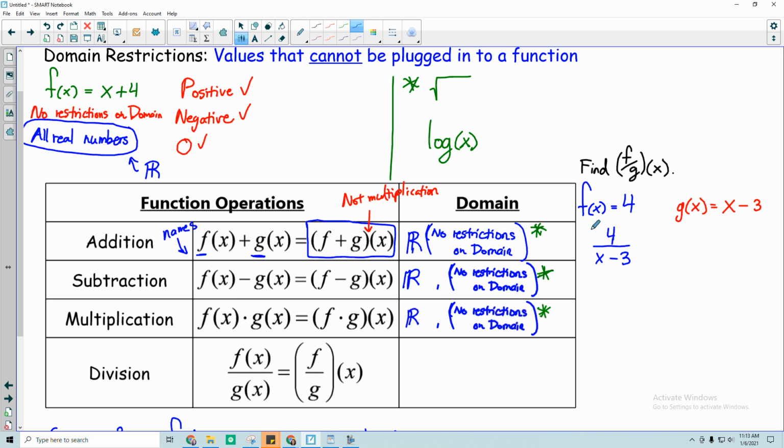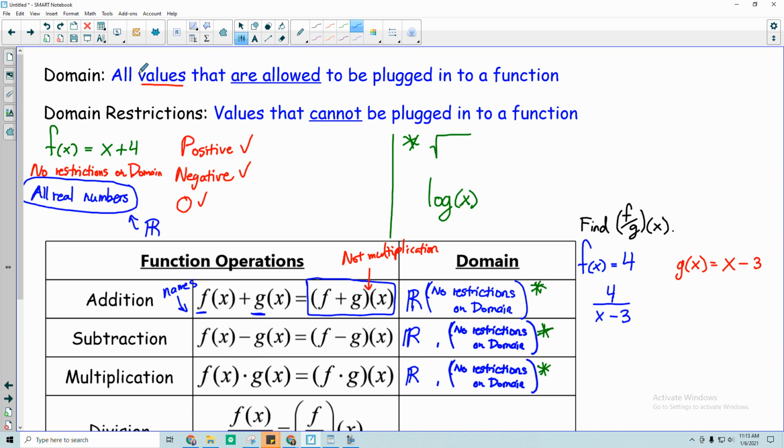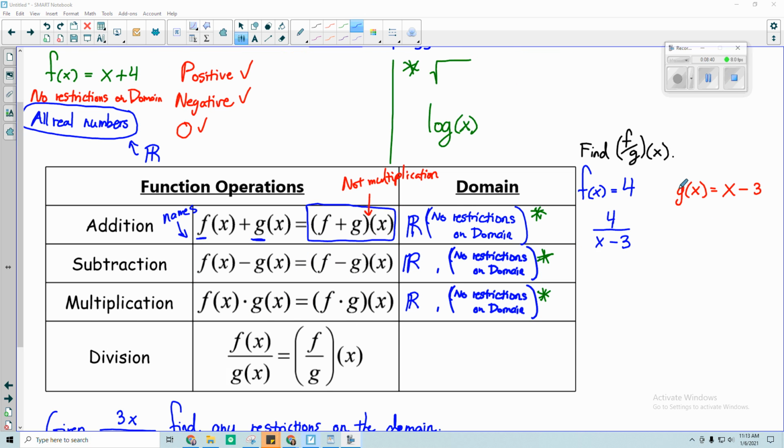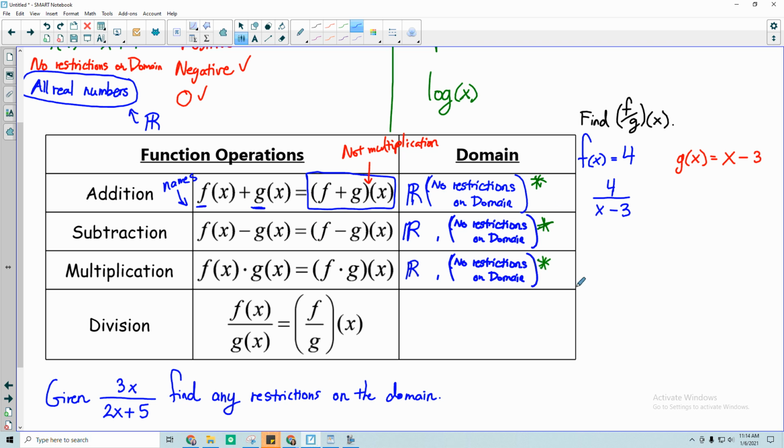Don't have to do any simplifying. That's as simplified as it can get. However, if I wanted to figure out the domain, so what values am I allowed to plug in, let's think about a scenario for one moment. So let's think about the fraction 1 divided by 4.